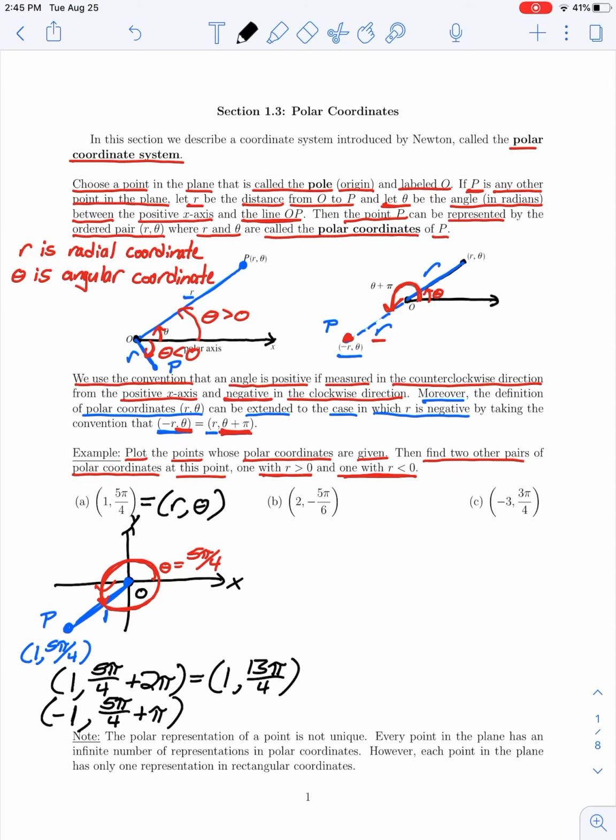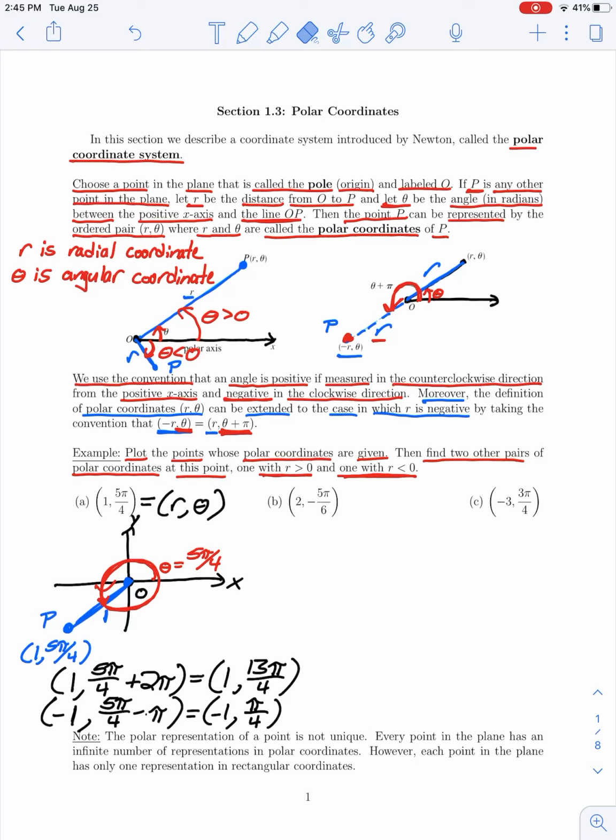So an equivalent representation would be as -1, and then 5 pi over 4 plus pi, or I could take 5 pi over 4 minus pi, doesn't matter. So if I subtract pi, I would have pi over 4 with a -1. So let's think about why that represents the same point.